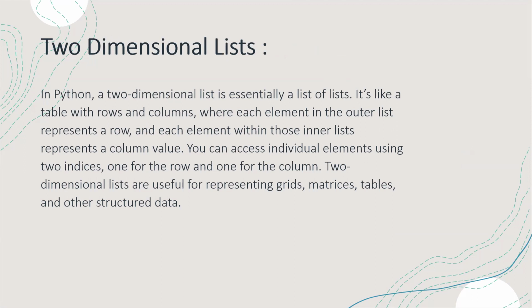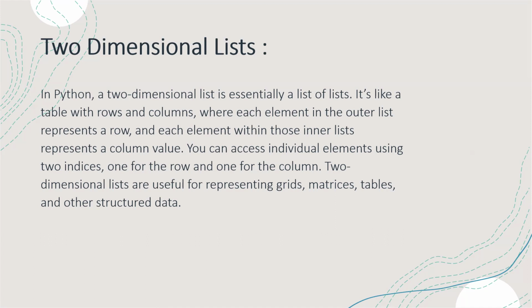Next, two-dimensional list. Here, a two-dimensional list means in Python, a two-dimensional list is essentially a list of lists. It's like a table with rows and columns where each element in the outer list represents a row and each element in those inner lists represents a column. You can access individual elements using two indices, one for the row and one for the column. Two-dimensional lists are useful for representing grids, matrices, tables, and other structured data.